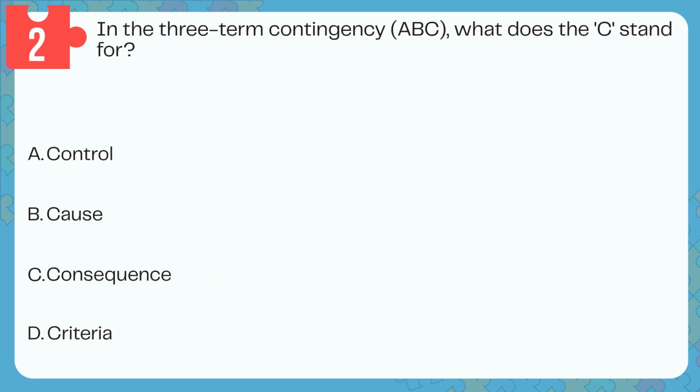Question 2. In the three-term contingency, ABC, what does the C stand for? A. Control. B. Cause. C. Consequence. D. Criteria.